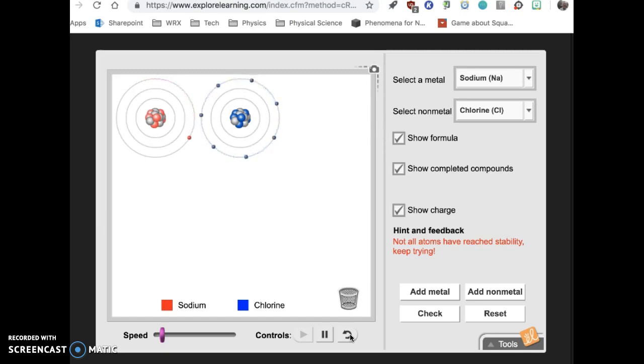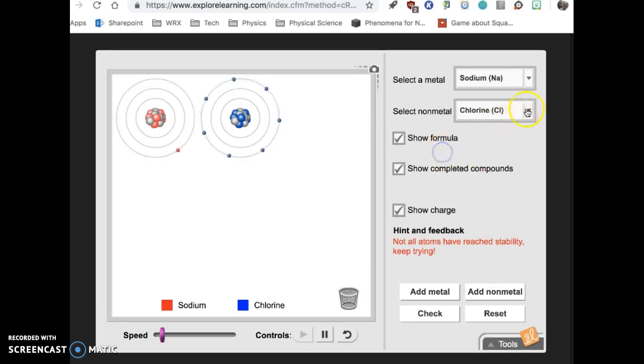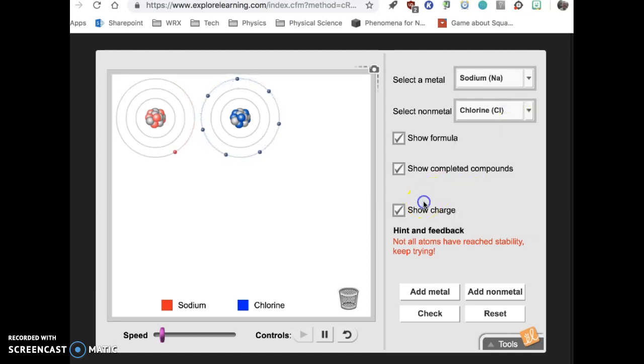All right, so just a quick review. Remember that an ionic bond is going to show me the bond between a metal atom and a non-metal atom. So that's the first thing we'll look at here. We have a couple different metals to choose from between lithium, beryllium, sodium, magnesium, and aluminum. And then we also have some non-metals to choose from. We have nitrogen, oxygen, fluorine, phosphorus, sulfur, and chlorine.